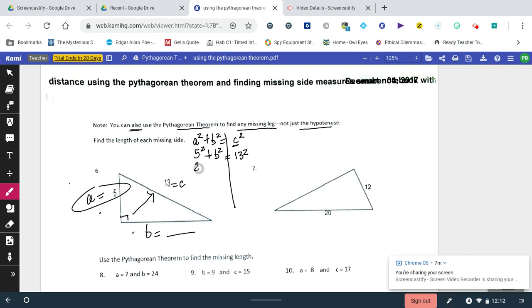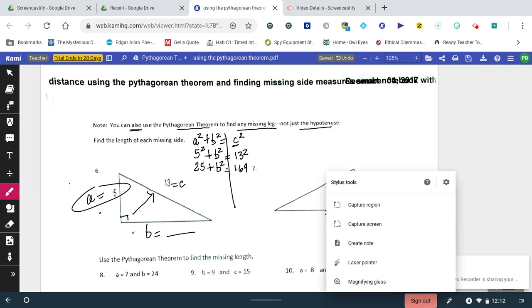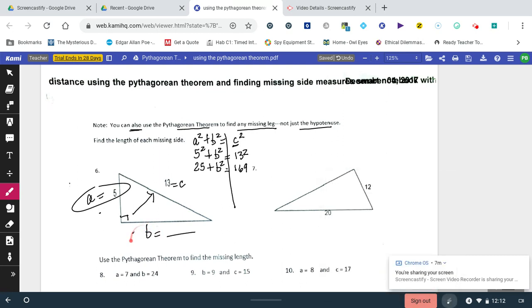All right, so with that being said, let's just go ahead and fill in what we have. 5 squared is 25 plus B squared, and 13 squared is 169. All right, so I want to solve for B because I'm trying to find B. So it means I got to get B by itself. Well, this 25 is keeping me from having B by itself. Now, you've learned to solve equations. What do you do to get rid of 25? Well, you change the sign. So you have B squared equals 144.